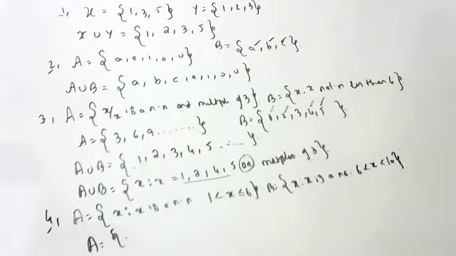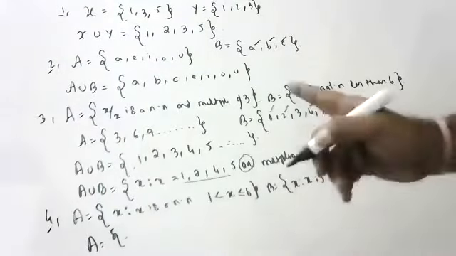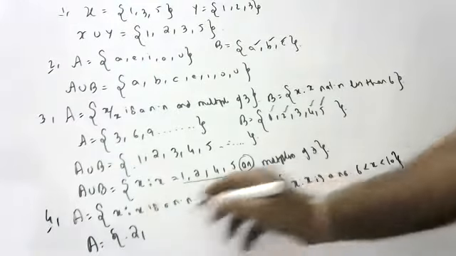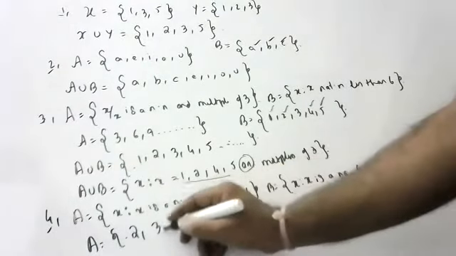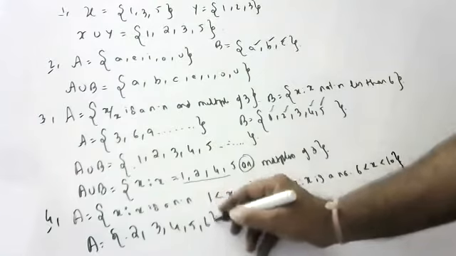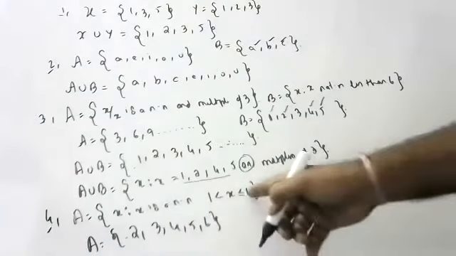Yes, 2, 3, 4, 5. What is A? 2, 3, 4, 5, and 6. You are not able to understand. 6 also, 2, 3, 4, 5, 6, because I am saying less than or equal to 6.